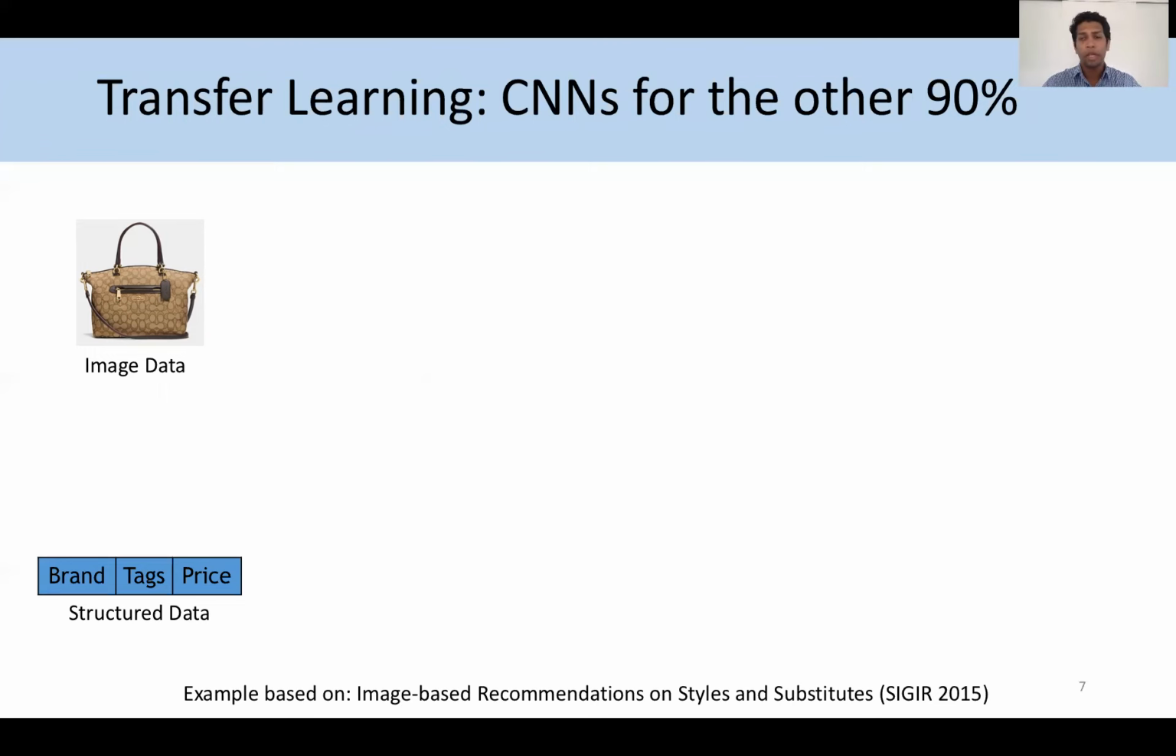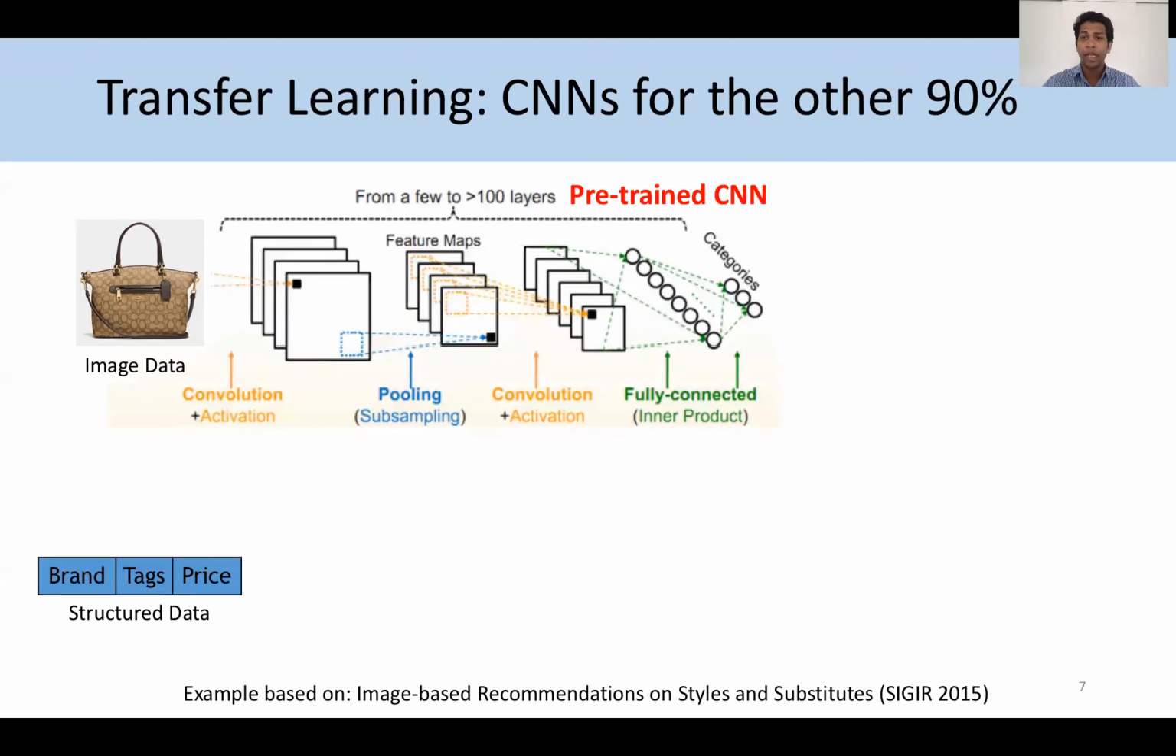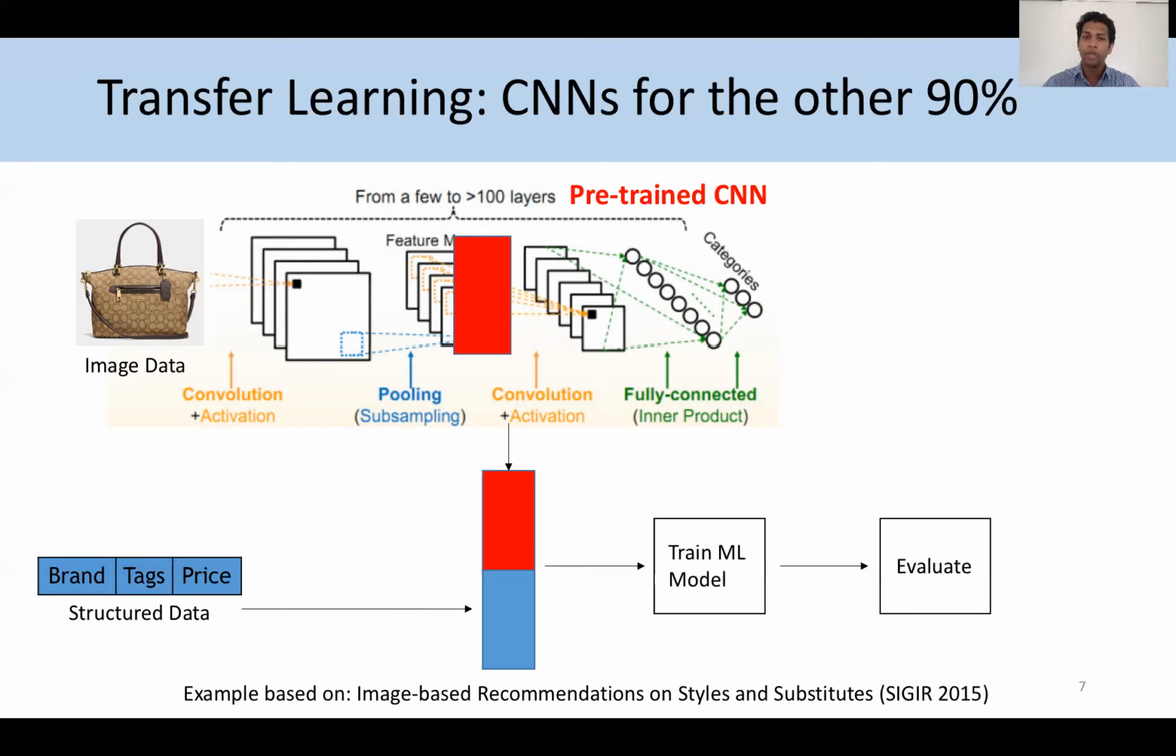To incorporate product images, you take a pre-trained CNN, a CNN that has been trained on some other dataset like the ImageNet dataset, and feed the images through the CNN and extract the output of a certain layer as a representation of the images. You then combine it with your structured data to obtain a multimodal representation of your data, and then train and evaluate downstream machine learning models.